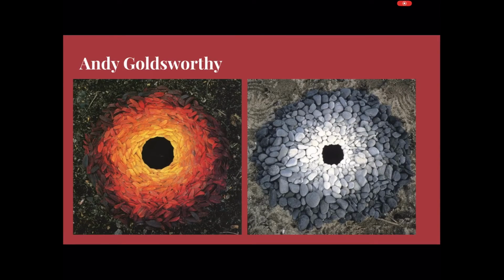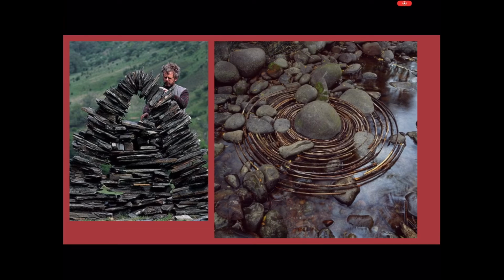Andy Goldsworthy is another contemporary artist, and he creates a variety of installation style artwork, and you can see his artwork often in different places in nature and in different museums, and he's using a lot of spirals specifically, and he's using natural elements such as stones and twigs and leaves.